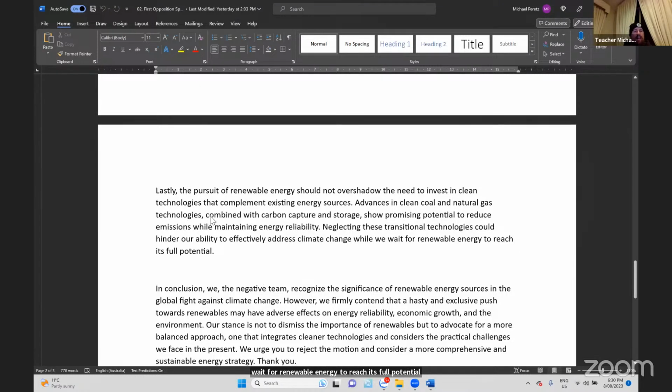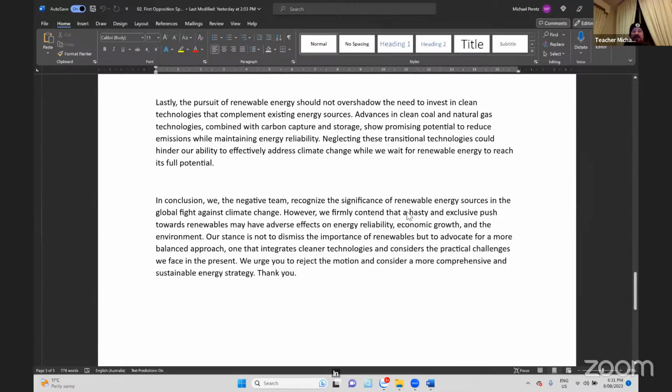In conclusion, we, the negative team, recognize the significance of renewable energy sources in the global fight against climate change. However, we firmly contend that a hasty and exclusive push towards renewables may have adverse effects on energy reliability, economic growth, and the environment. Our stance is not to dismiss the importance of renewables, but to advocate for a more balanced approach, one that integrates cleaner technologies and considers the practical challenges we face in the present. We urge you to reject the motion and consider a more comprehensive and sustainable energy strategy.